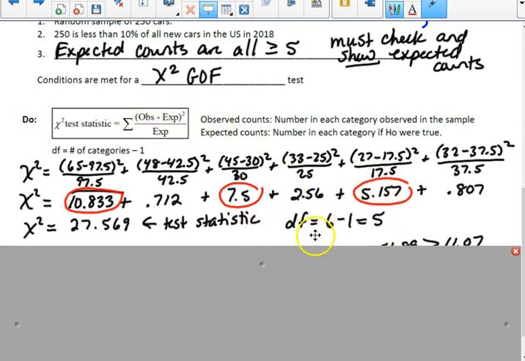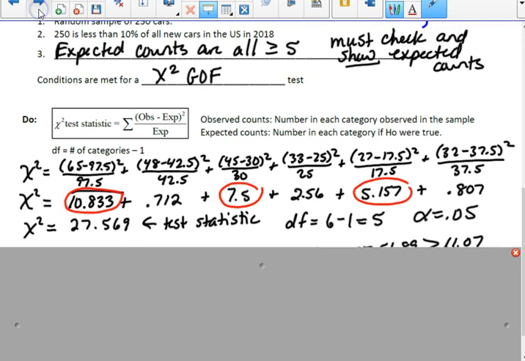The degree of freedom is just the number of different categories we have minus 1. In this case, we have 6 different color categories, including other, minus 1. So that's our degree of freedom. Now, using our test statistic, our degree of freedom, and our alpha level, in this case we're going to say alpha is 0.05, we can go to a chi-squared table.